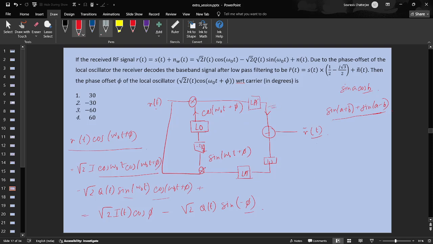What about here? It's r(t) times sin omega naught t plus phi. That makes it root 2 I(t) cos omega naught t sin omega naught t plus phi minus root 2 Q(t) sin omega naught t sin omega naught t plus phi. What is the baseband component I am getting from there?